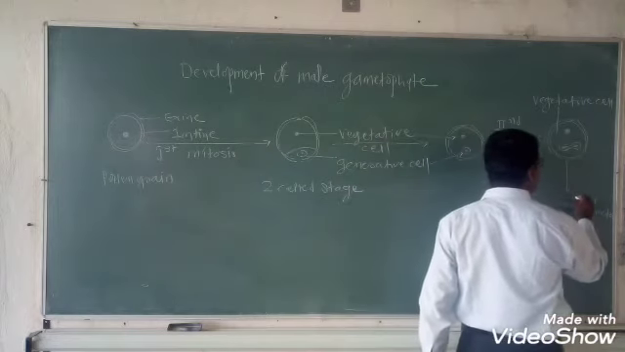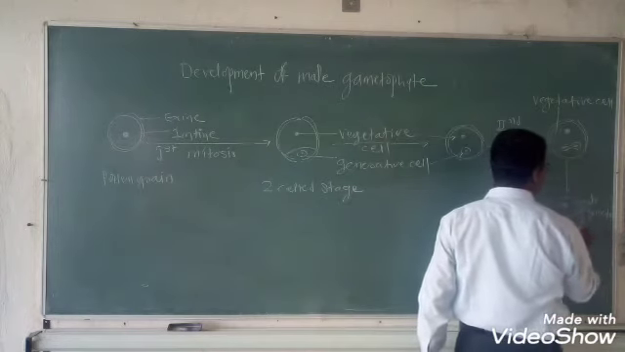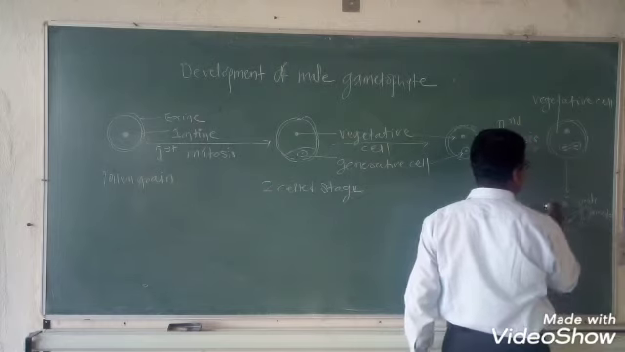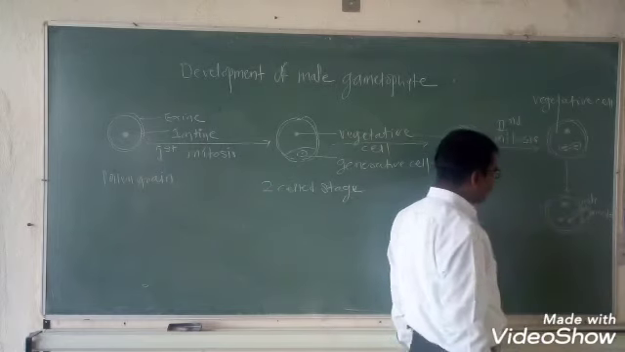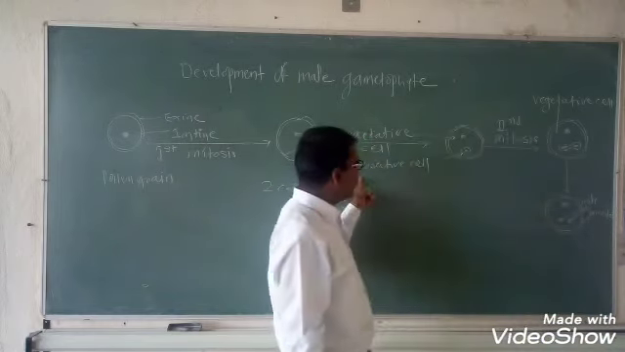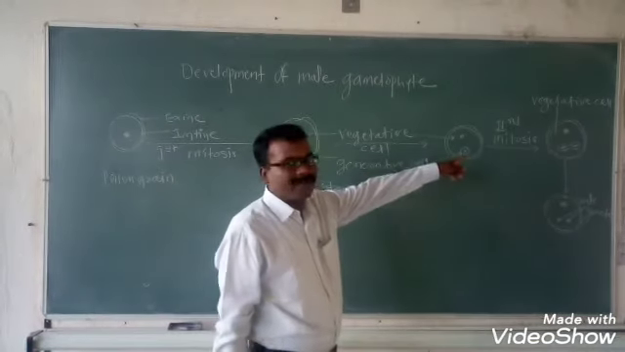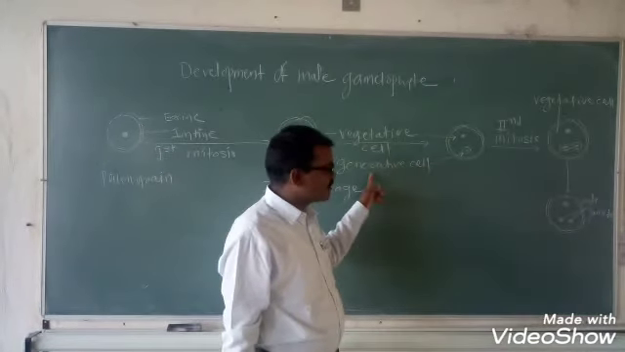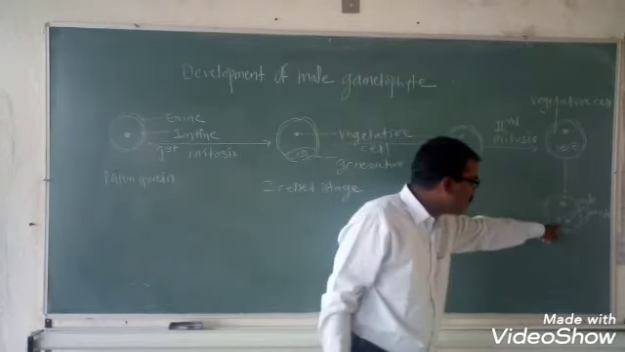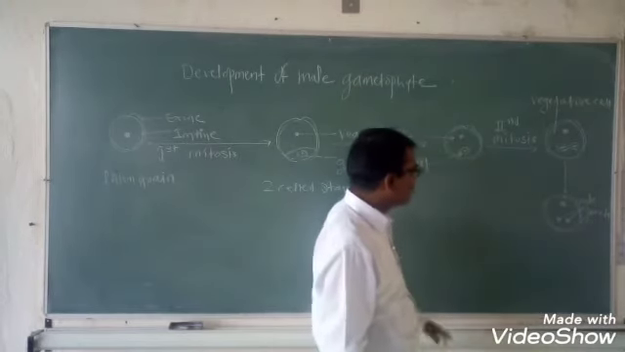Outer wall is exine. Which cell divides mitotically? Generative cells into two male gametes.